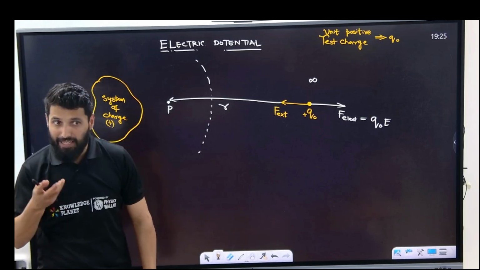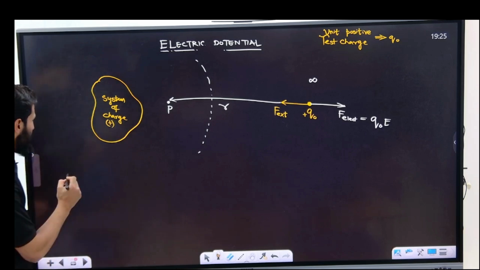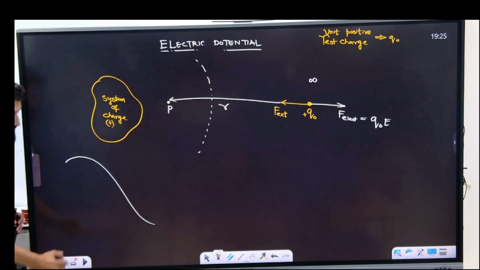Everybody wants to maintain minimum potential. Practical example: for example, this is a ridge. I'll keep a ball here. Where does this ball want to go?